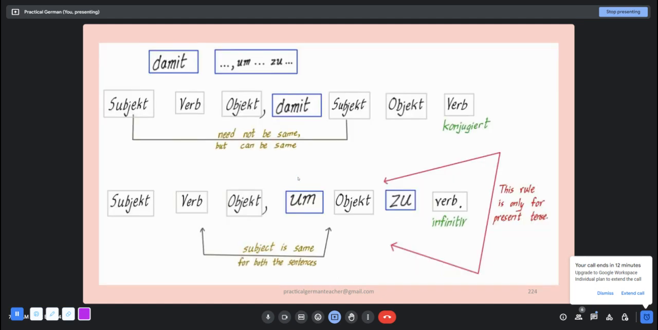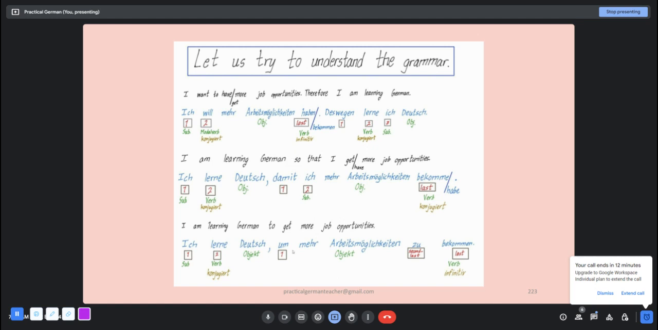Okay, let's continue. So let's say, I am learning German so that my family can have a better life. I'm learning German so that the Ausländerbehörde gives me an appointment. Now focus on what I'm saying. I'm learning German so that the Ausländerbehörde gives me an appointment.